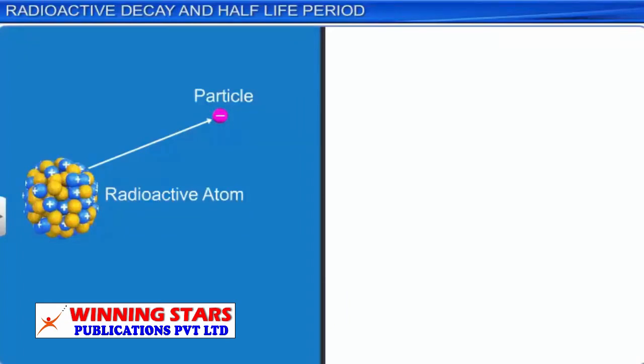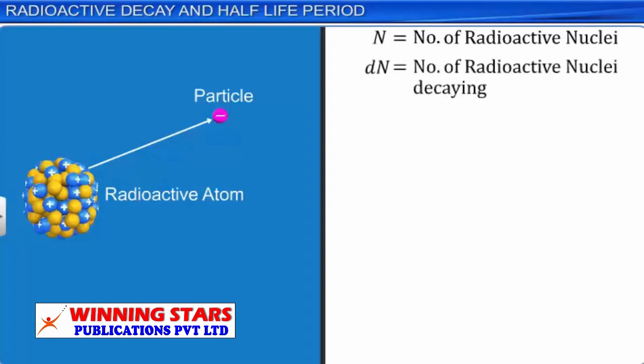For this, let us consider a sample of a radioactive element containing n number of radioactive atoms at time t. The number of nuclei, dn, which will decay, will be proportional to n, since the more the n value, more will decay in the time interval dt. The number of nuclei that will decay will also be proportional to the time interval dt.